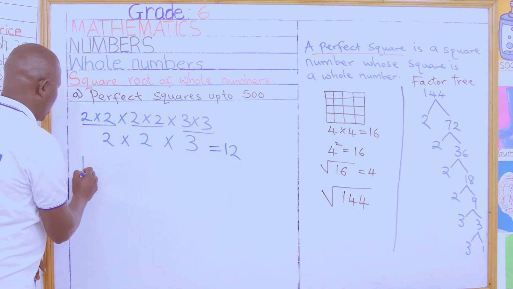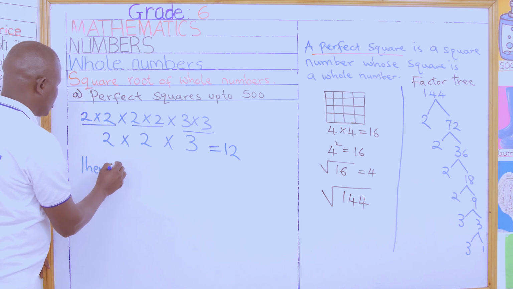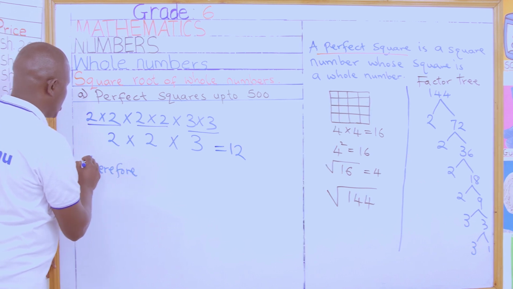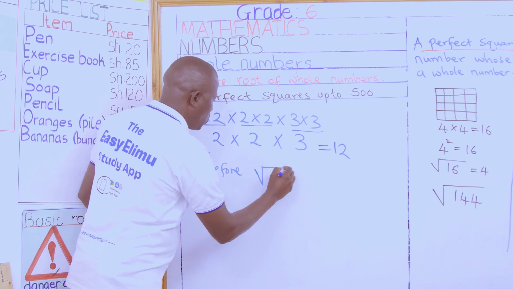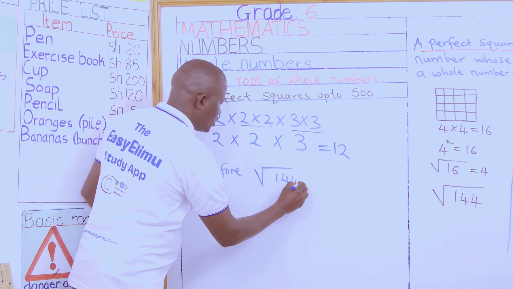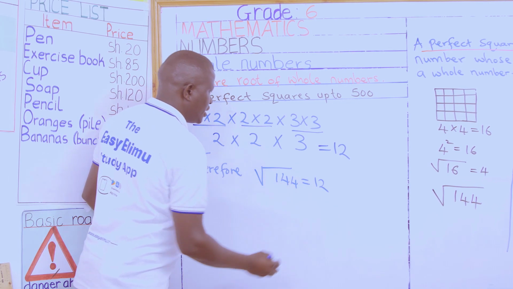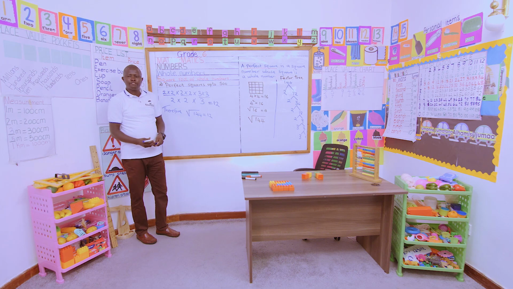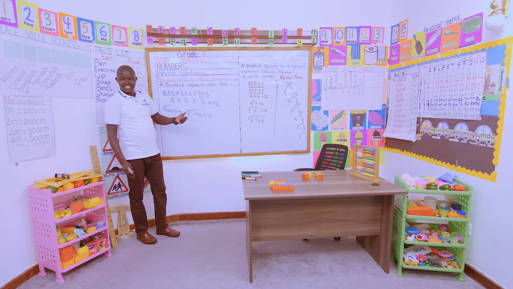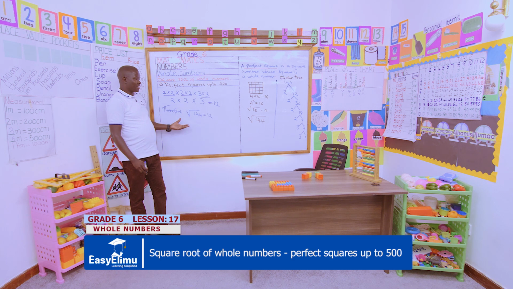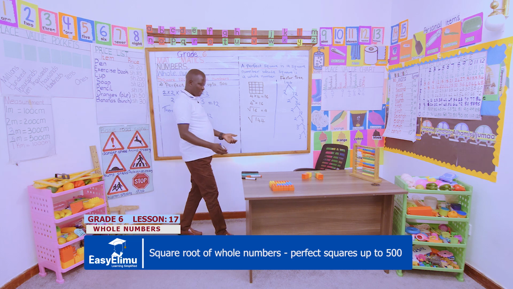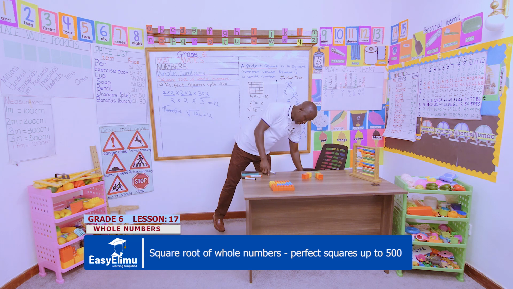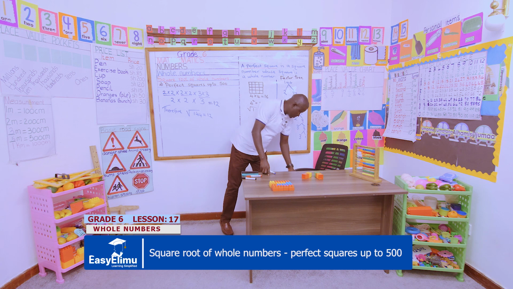Therefore, the square root of 144 is equal to 12. In other words, 12 multiplied by 12, I'll get 144. That is how we use the factor method to get the square root. First, you identify the factors of that number so that you can find the square root.